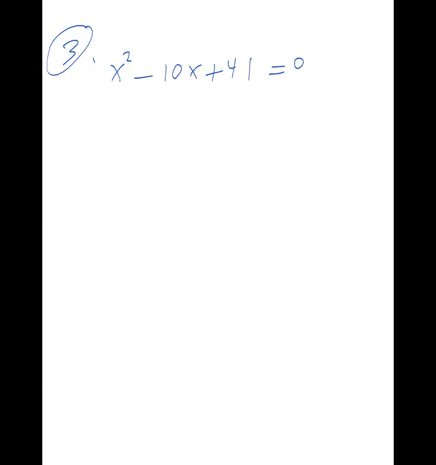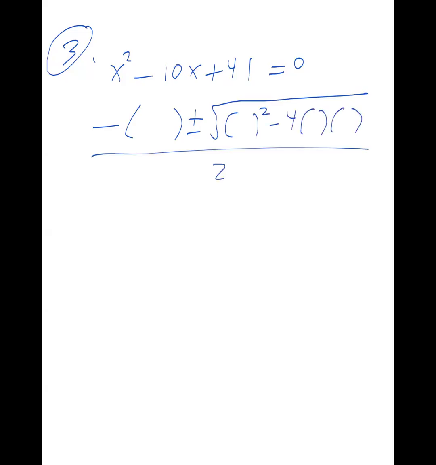So let's see if we can do it this time without me writing down the A, B, and C. It's going to be negative what? Negative something plus or minus the square root of something squared minus 4 times something something, all over 2 times something, right? What goes in the first blank space? Does 1 go in it, or negative 10, or 41?